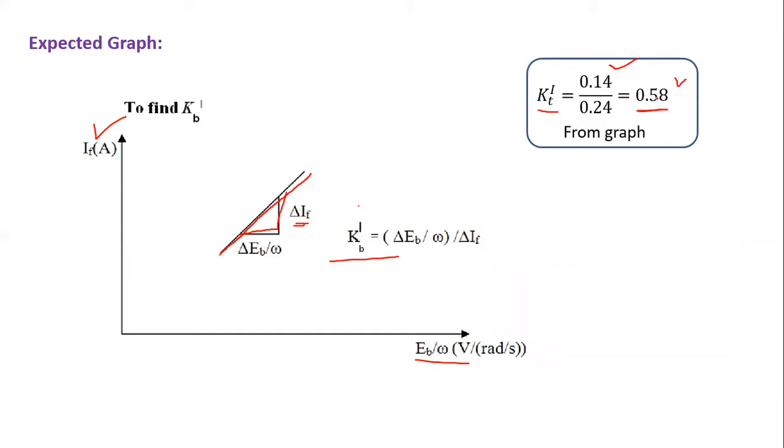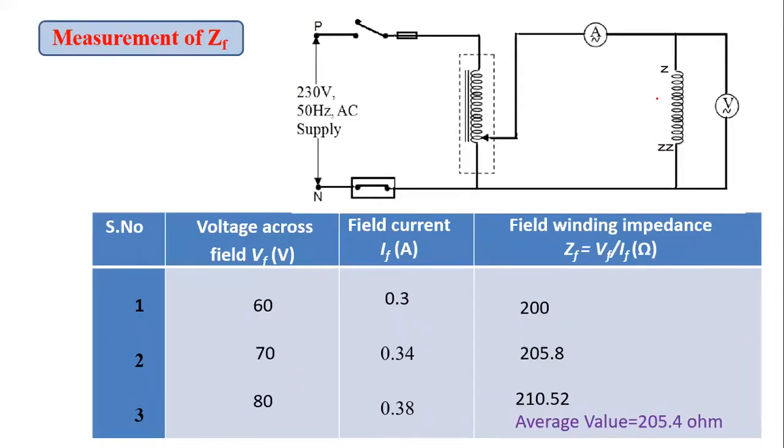Now we need to identify the electrical parameters and also the mechanical parameters. Coming to the electrical parameters, the resistance of the field winding can be measured directly with the help of a multimeter. If it is not there, then we can apply DC voltage by using a rheostat. By varying the rheostat, we apply a voltage and measure the current. The ratio of V by I will be the resistance. If a multimeter is there, we can directly connect it across the field winding and measure the resistance.